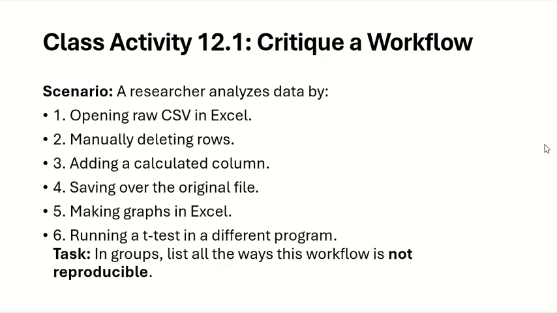Okay, let's say a researcher is analyzing the data by following these steps. He's opening a raw CSV file, manually deleting the rows, adding a calculated column. He's saving over the original file, making graphs in Excel, and then he's running a t-test in a different program. Why are these steps not reproducible? Which of these steps are going against the laws of making the research reproducible? Tell me. What is he doing wrong?